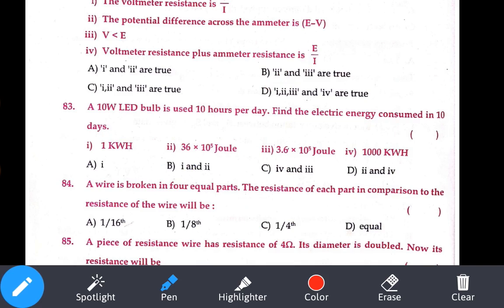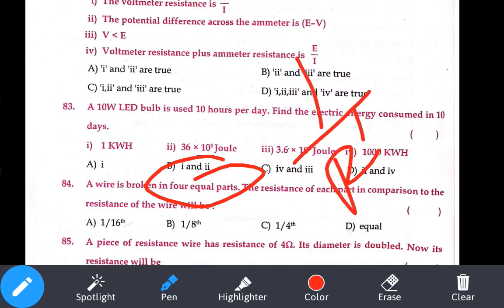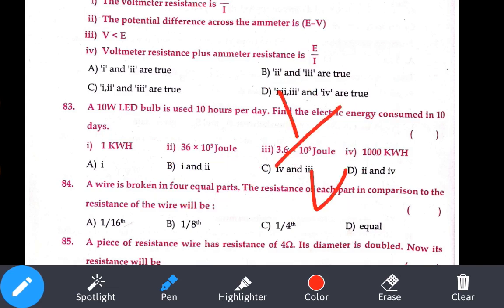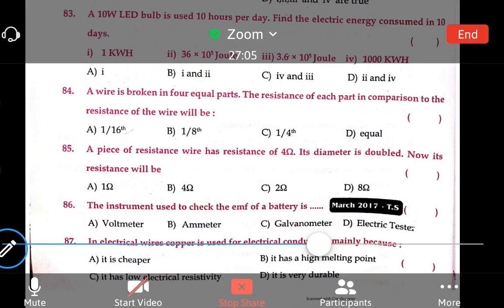Option number B. A wire is broken into 4 equal parts, and each part's resistance? See, the wire is broken into 4 parts, which means 1 by 4th of the resistance is in each part. 1 by 4th. So option number C. Now 85th question.